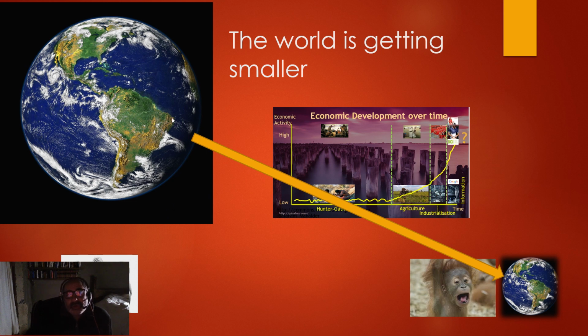So we go from being, in the past hunter-gatherer and agriculture stages of economic development, basically blind to a lot of the consequences of our actions, to a world now where we can actually see everything that's happening, or a significant amount of what's happening. And this is causing us to freak out, a bit like this orangutan down there. It's like, oh my God, the world's in a mess.